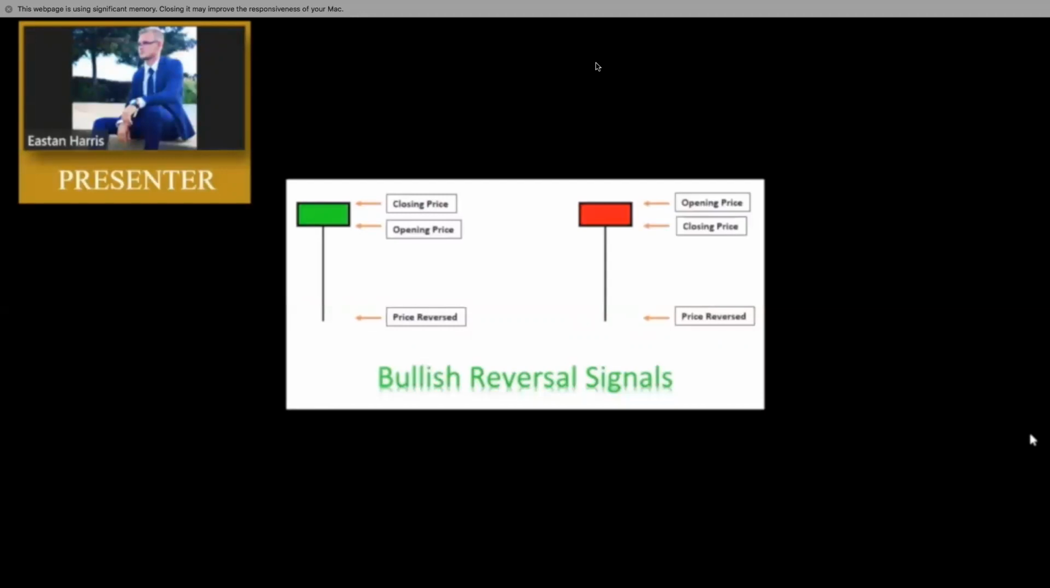Now, these are bullish reversal signals. These are bullish rejections or bullish exhaustions. Okay, so on the right, the closing price candlestick is at the bottom of the candlestick body. The opening price is at the top of the candlestick body. Now, the difference between bearish and bullish exhaustions is where the wick is at. So you can see here that the wick comes from the bottom of these candlesticks.